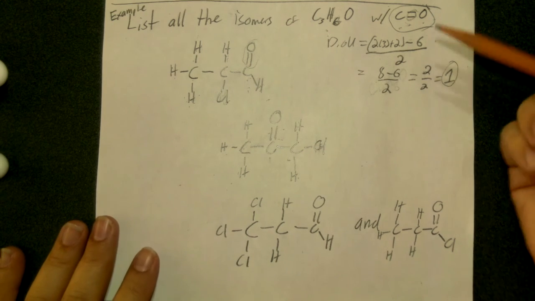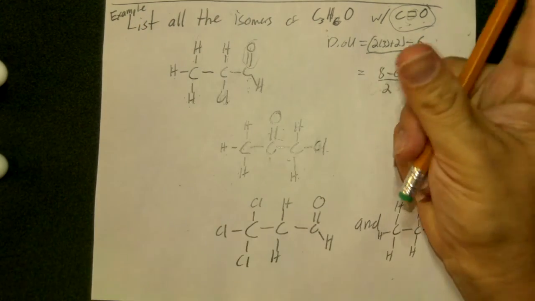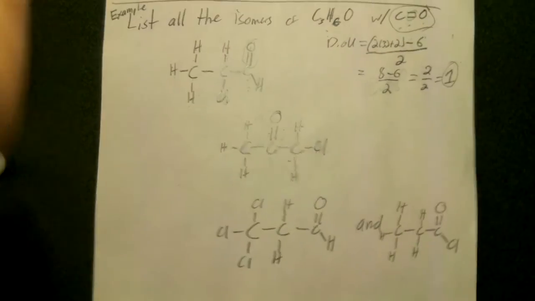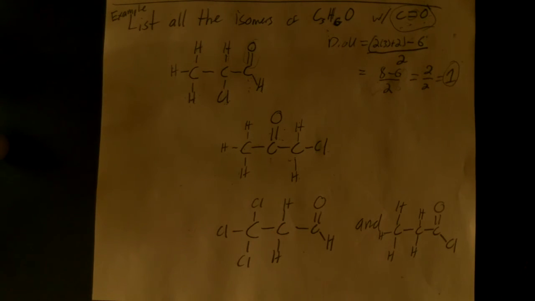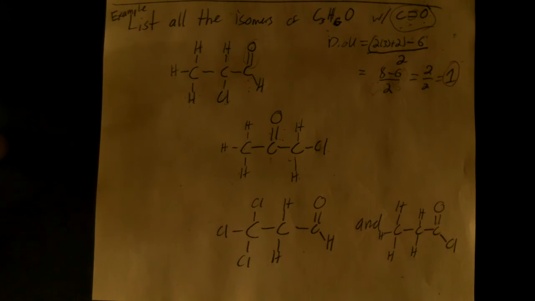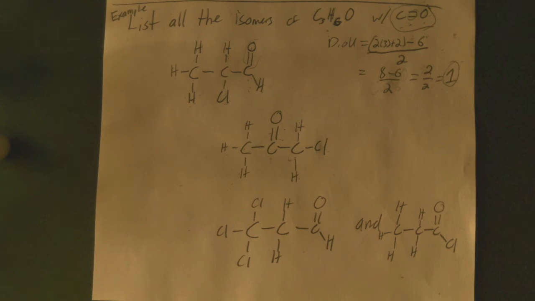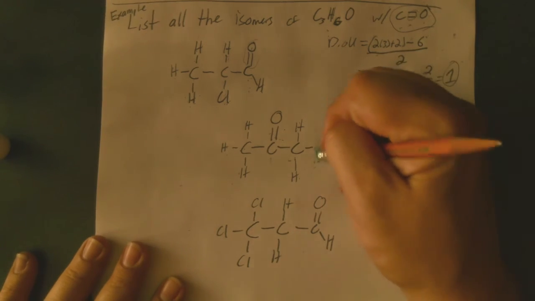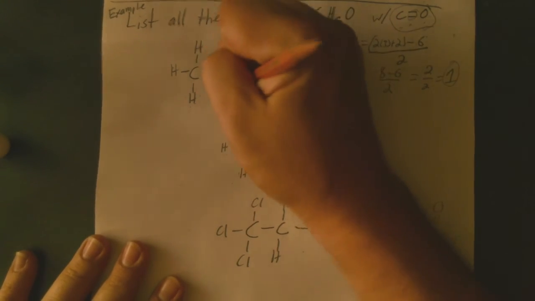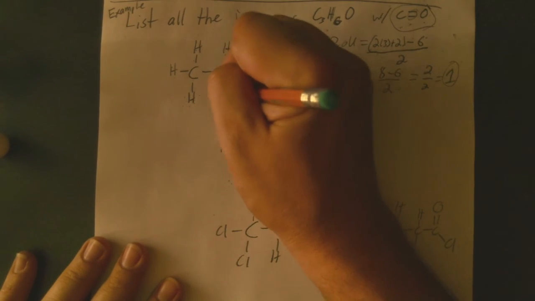So what we've done, just so you're not confused, the first two structures I drew without a chlorine, where they were just hydrogens, that was the original problem that I gave, which is draw all the isomers of C3H6O.